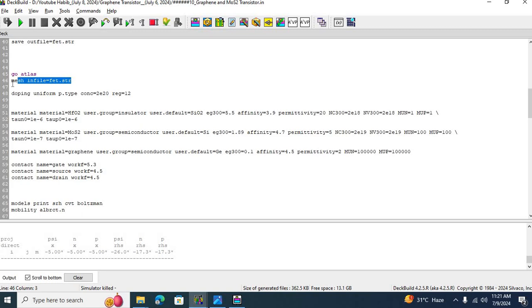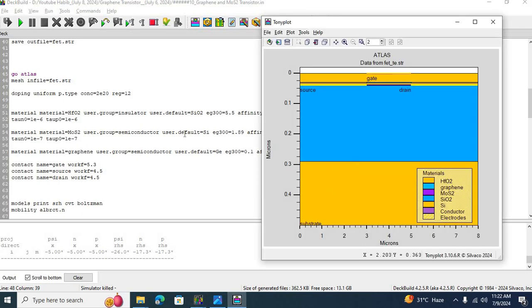Here I am actually importing the previously saved structure. Here I have set the doping of region number 12, which is this silicon region, to 2 into 10 to the power of 20 p-type.